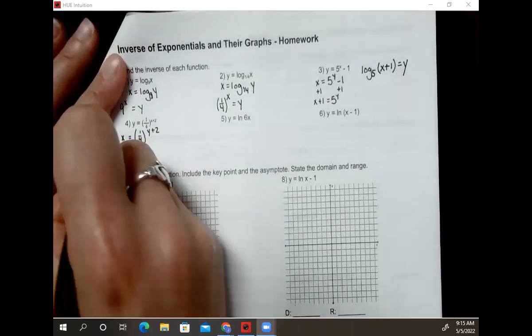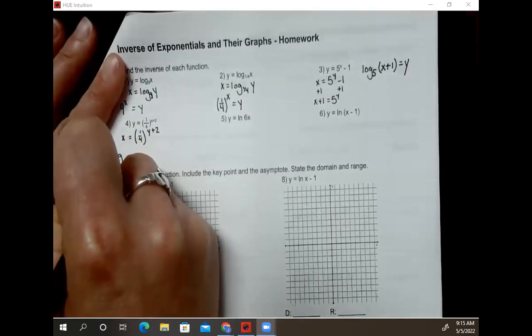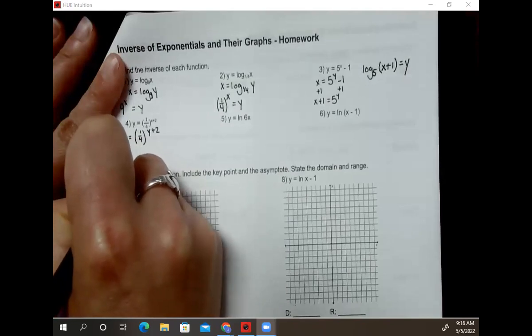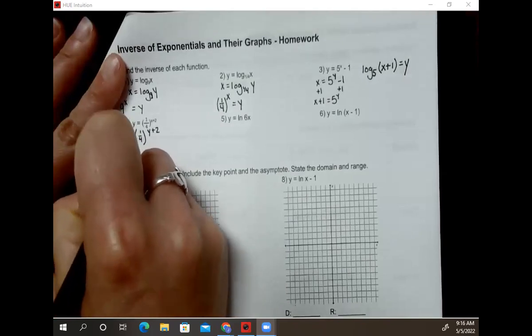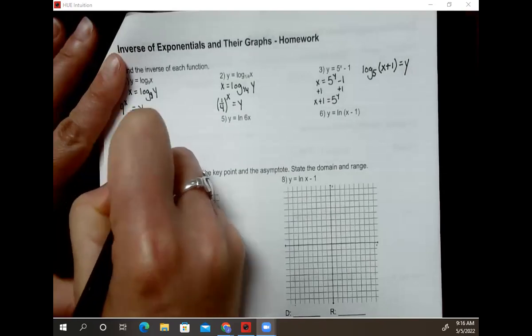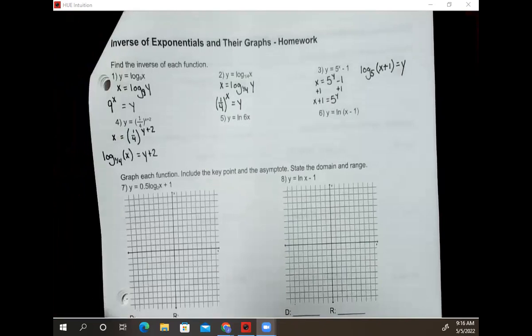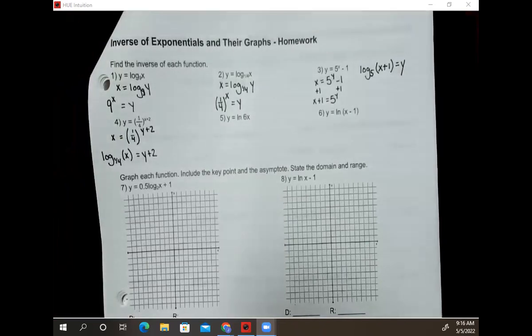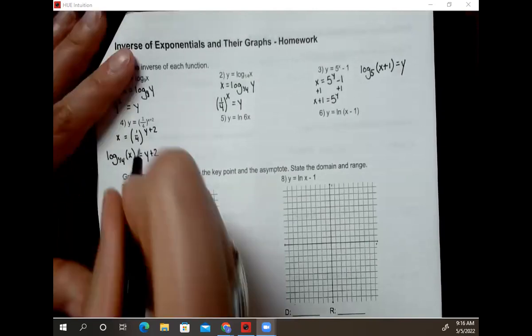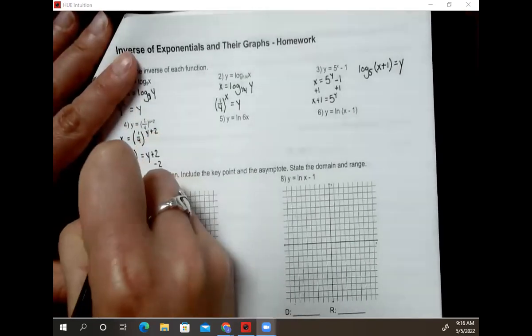So I'm going to go ahead and rewrite this. This would be log base 1/4 of x equals our exponent, y plus 2. Now remember, we want to get y by itself. That means we have one more step here. I've got to subtract 2 to the other side.